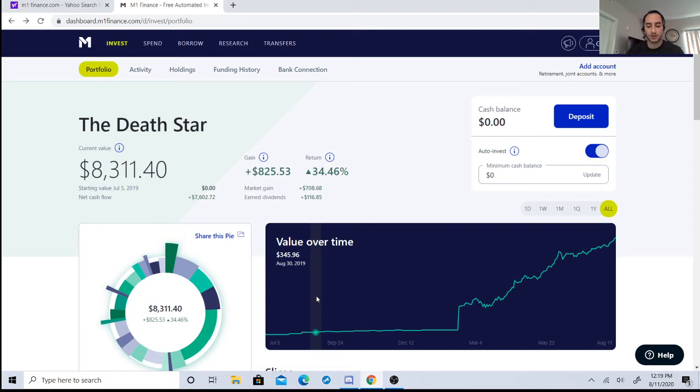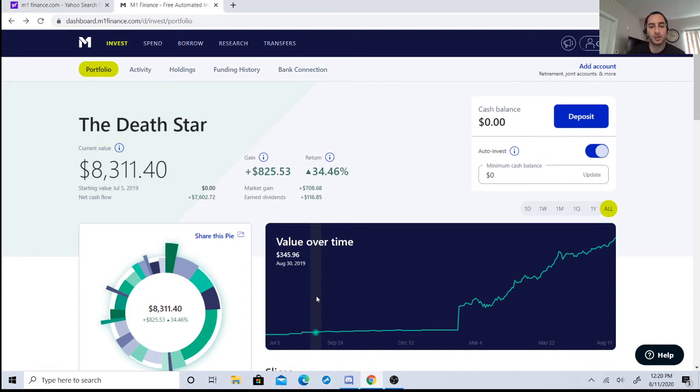One of them is that we may get a stimulus package, and I am definitely keeping that in mind with throwing this in the Death Star. And whatever happens with Rich Uncles, I may throw it in the Death Star. So there are a lot of opportunities to start putting money in this portfolio.